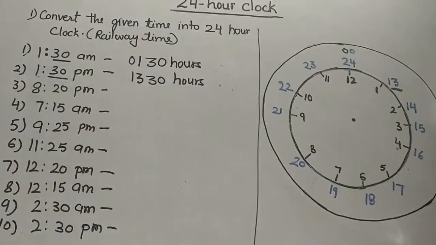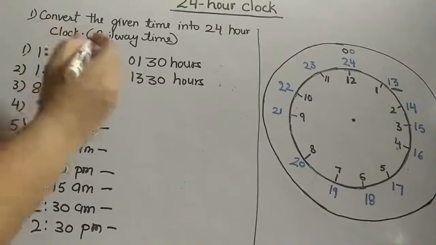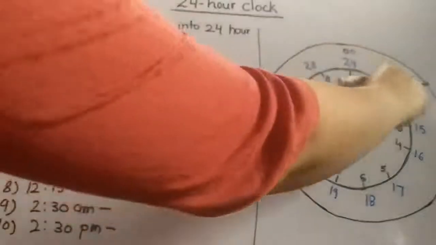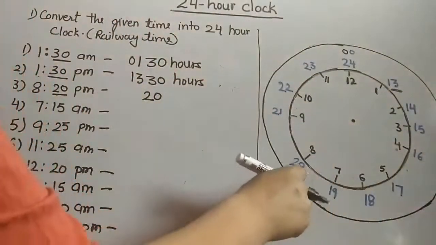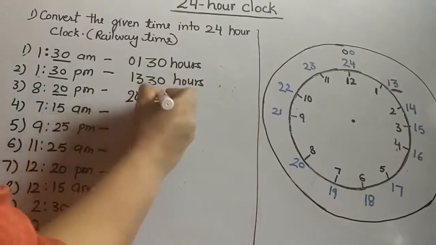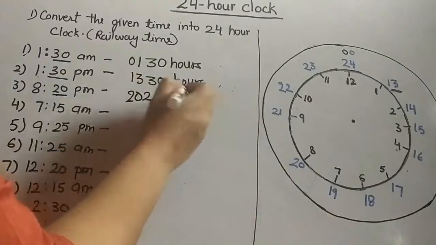Let us see the next question. 8:20 PM. So at first we will write the minutes. 20 minutes are given and the time is given with PM. So what to do? 8 plus 12. 8 hours are given. 8 plus 12, 20. Or we can see this clock. The value of 8 is 20 in the 24-hour clock. So 20 hours.